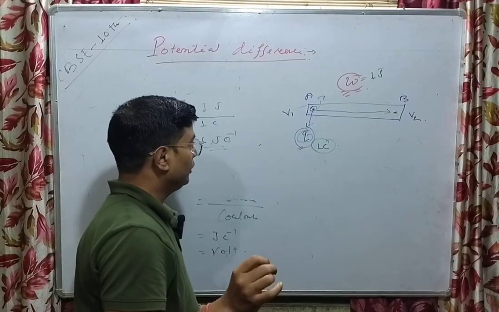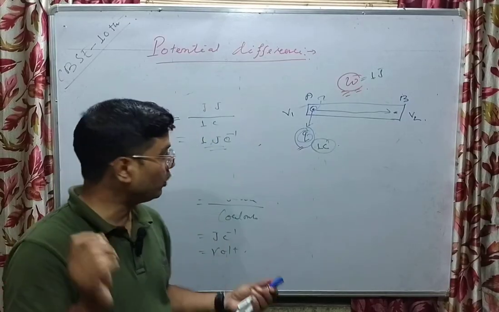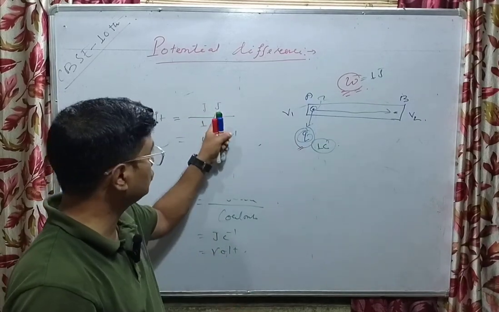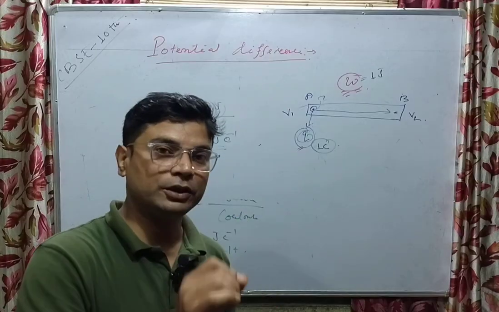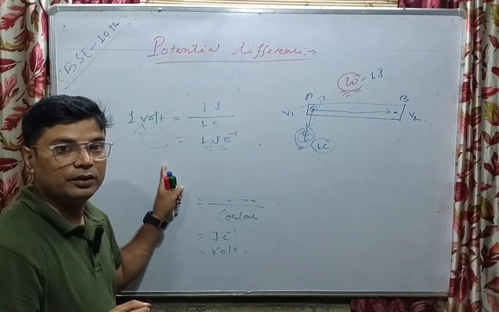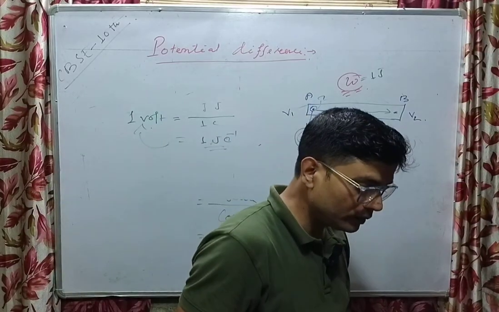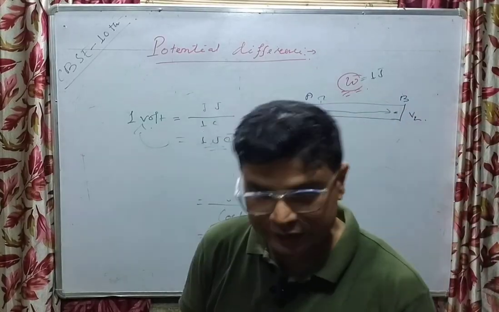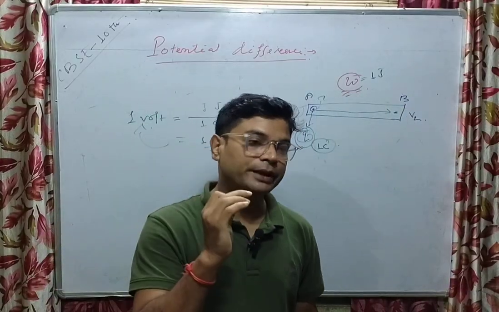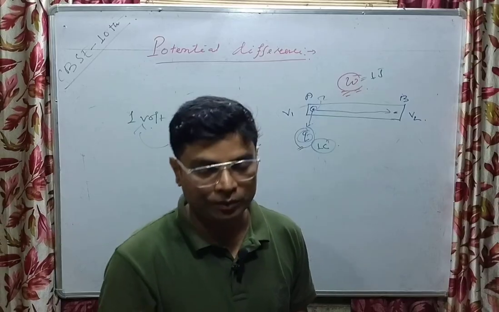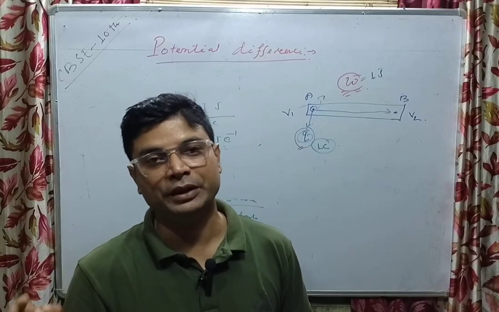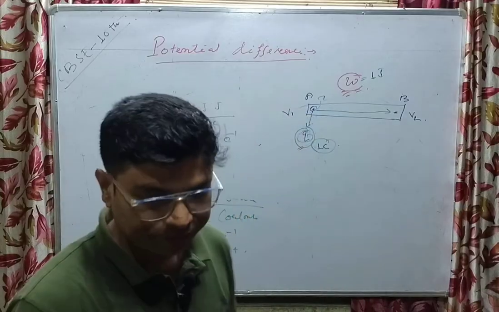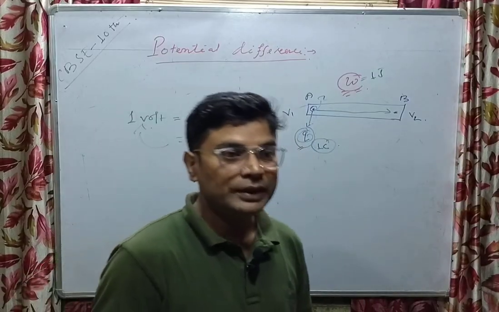It means when 1 coulomb charge is carried from one point to another point and the work done is 1 joule, then the potential difference between those two points is said to be 1 volt. Okay, 1 volt is very important to understand potential difference. And if a question asks you to define 1 volt of potential difference between points A and B, you can define it like this.